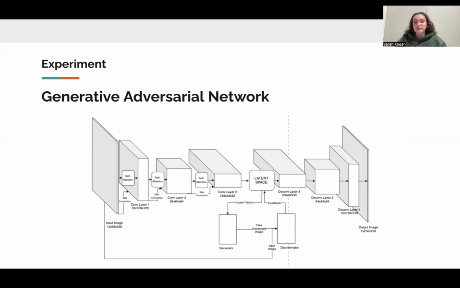The GAN is composed of a generator and a discriminator. So the generator creates fake images from random noise, and the discriminator tries to tell whether those images are real or not. This is an example of adversarial training where the generator and the discriminator compete against each other, and the generator continuously tries to fool the discriminator by generating increasingly more realistic images.